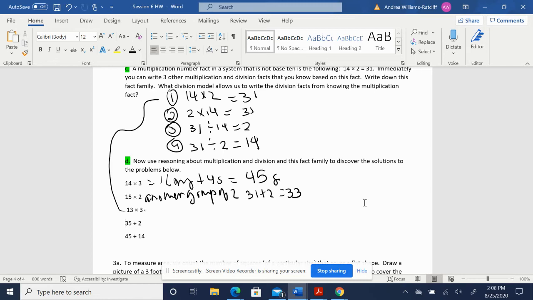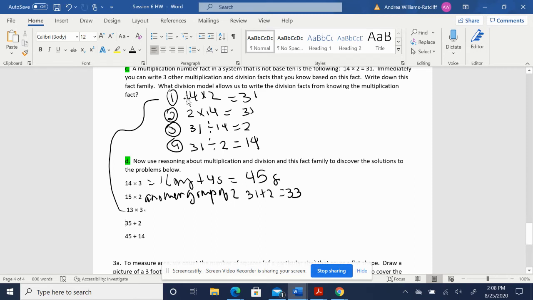Hold on just a minute. This one may have been a typo. Let me look at it and see. We have one less in our group, but we're making one more group. All right, so let's think about that. We have one less in our group, but we have one more group of that. One less in each group.